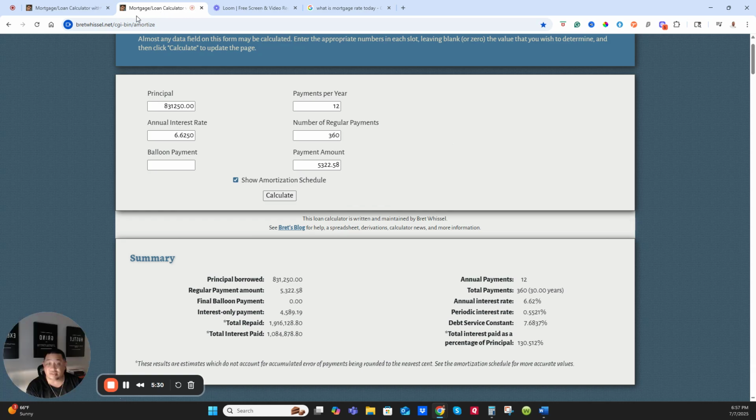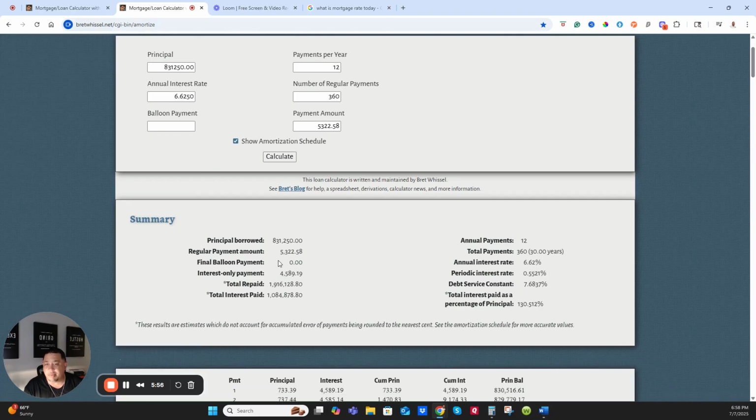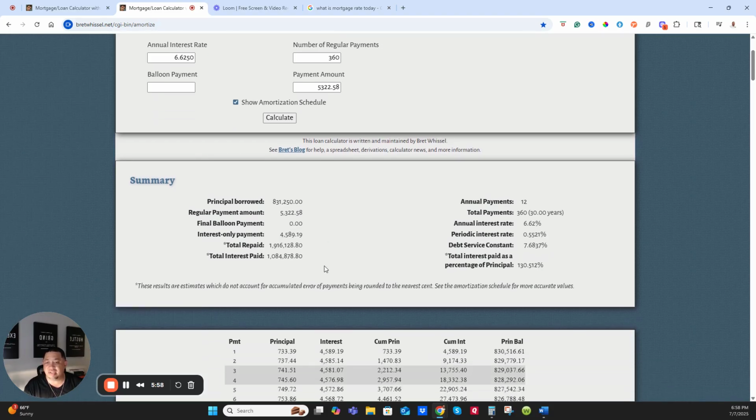Now let's go ahead and talk some numbers. Right here, we're going to assume that you have the $175,000 as a down payment, which would be that 20%. Right now, nobody is saying that you can't make a principal only payment, right? So you get your loan, you make your first payment here, right? Our payment is $5,322.58. Let's go ahead and see what that looks like.